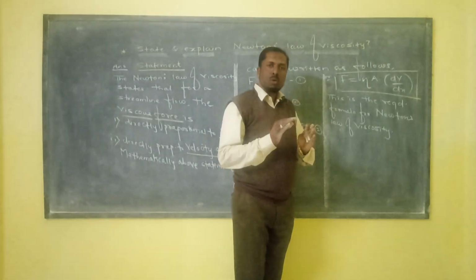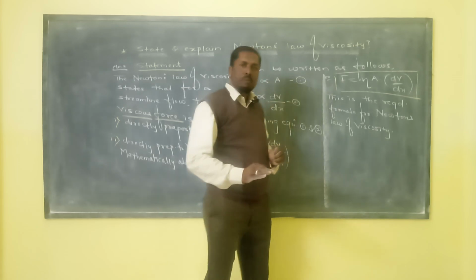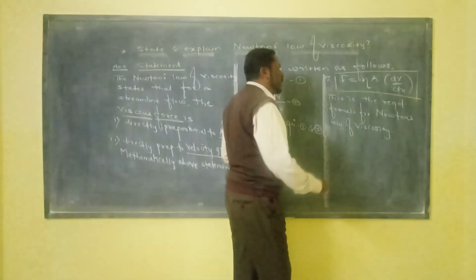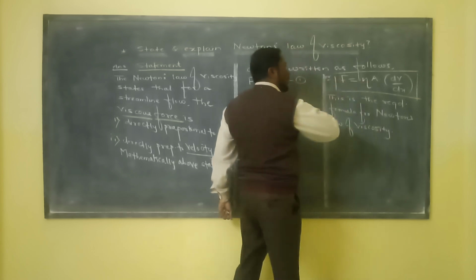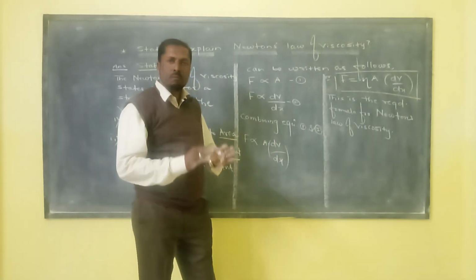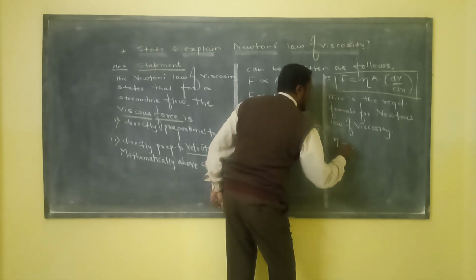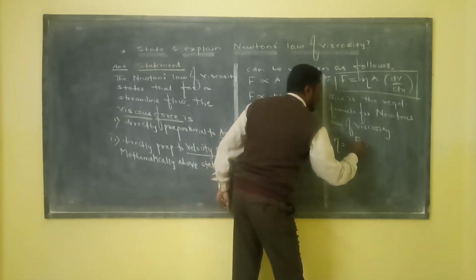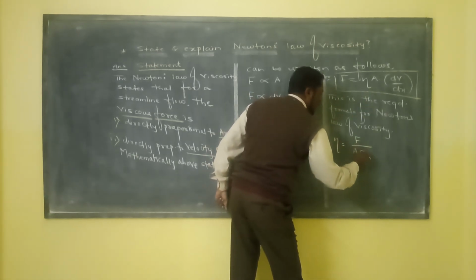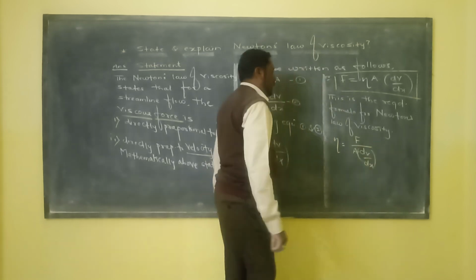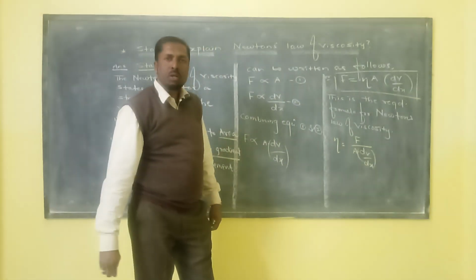What is eta? Eta is a constant factor called the coefficient of viscosity. Mathematically it can be written as eta is equal to F upon A into dV by dx.